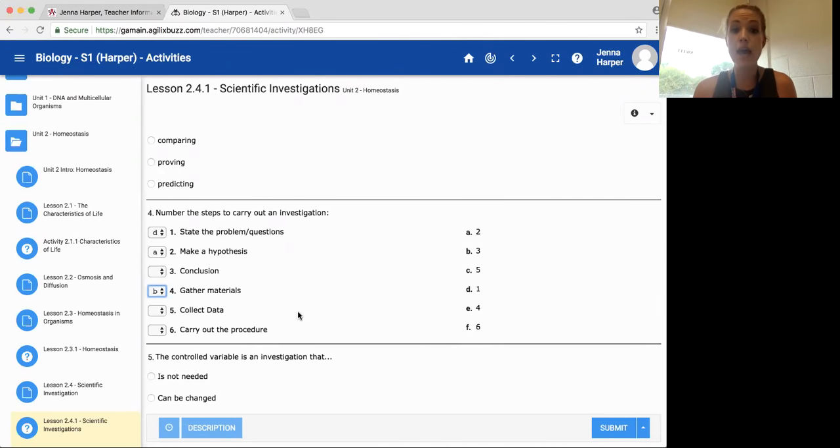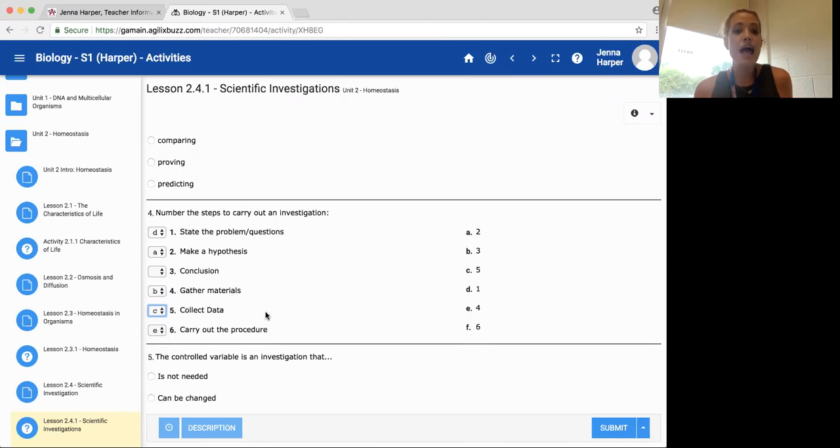Anybody? Collect data. Okay, that is an awesome idea. We definitely need to collect data. But before we can collect that data, we have to actually carry out the procedure. We have gathered all the materials, so now we're going to put them all together, and then we're going to collect the data. Does that make sense? They are interchangeable, and I can see how you may have gotten that one confused. Okay, yeah, you said it does make sense. Great. So let's carry out the procedure next, which would be number 4, which is E. And then, like Tyler said, collect the data, which will be number 5, which is C.